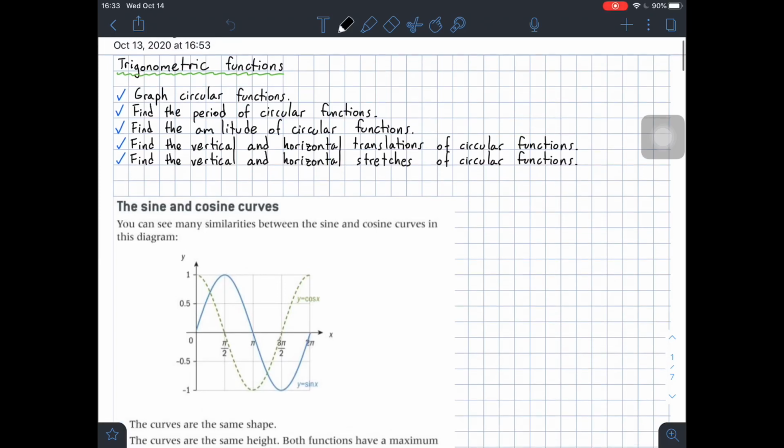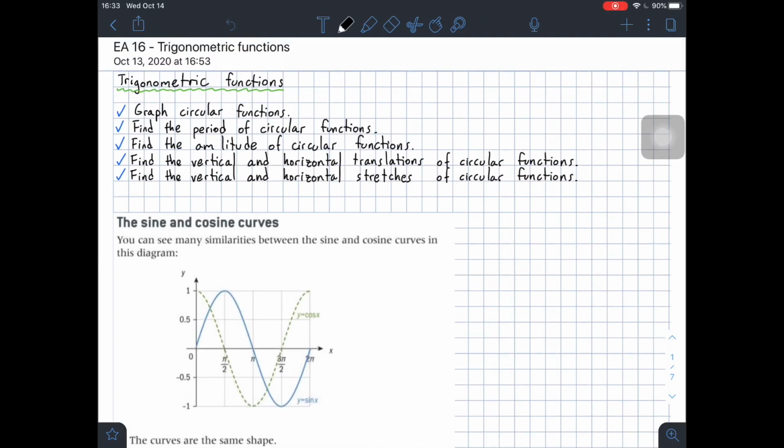Hello juniors, today we're going to see electronic assignment 16, which is about trigonometric functions. We're going to see this last type of function for this year.